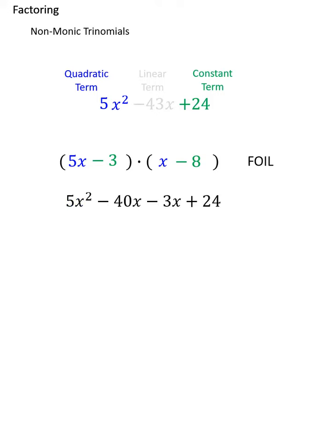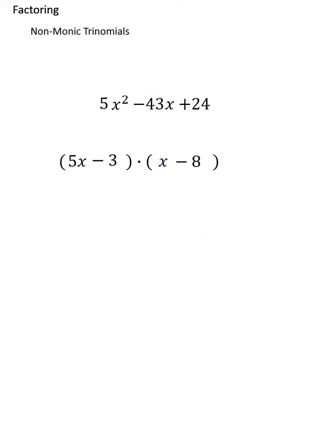You'll notice when I do FOIL here and combine the two middle terms, they do in fact equal the linear term that I was hoping they would. And therefore, because these two things multiplied together equal the original problem, I now have a correct factorization.